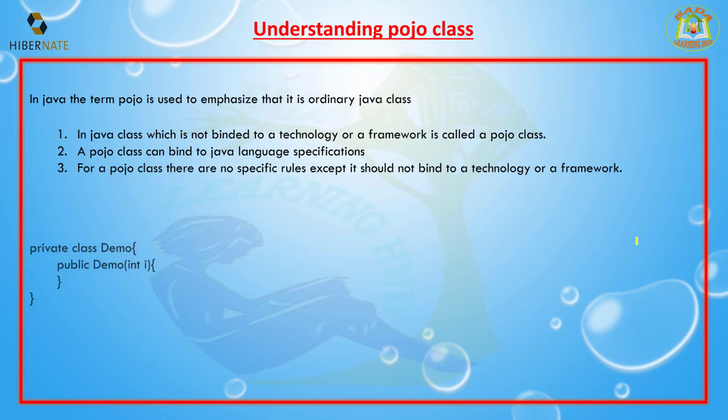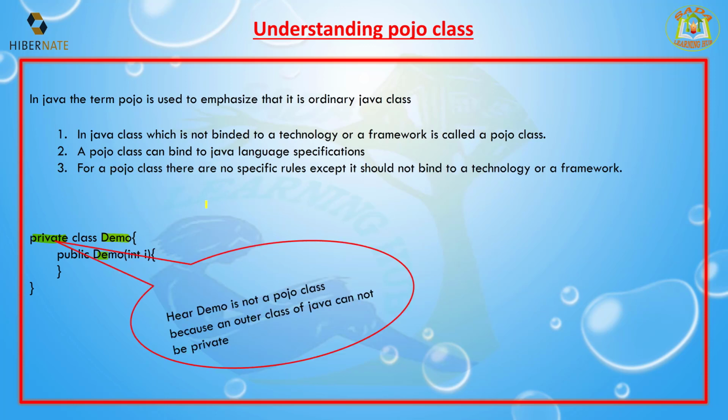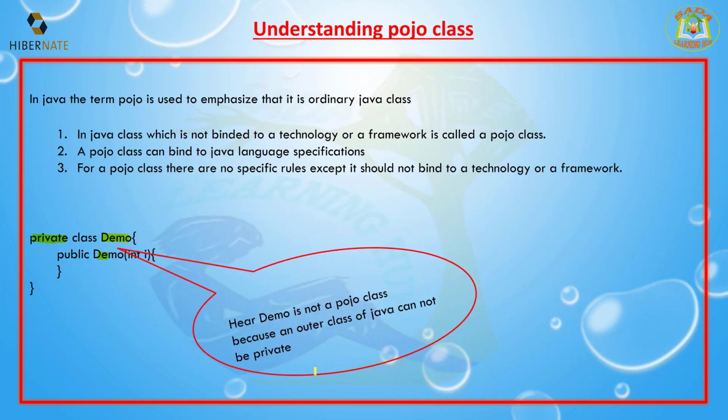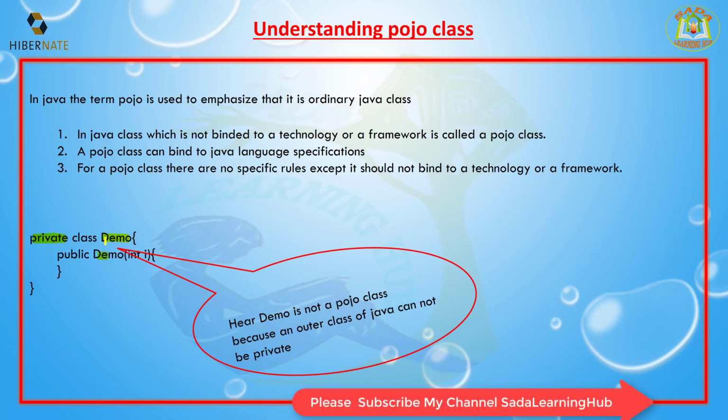Coming to the next example, I'm creating a class called Demo. I'm giving the access specifier as private. Here, my Demo class is not a POJO class. Why? Because I'm giving the access specifier as private. That's why my Demo class is not a POJO class.